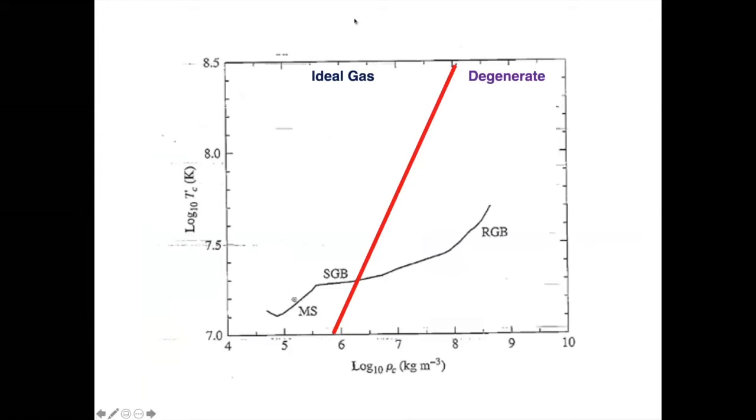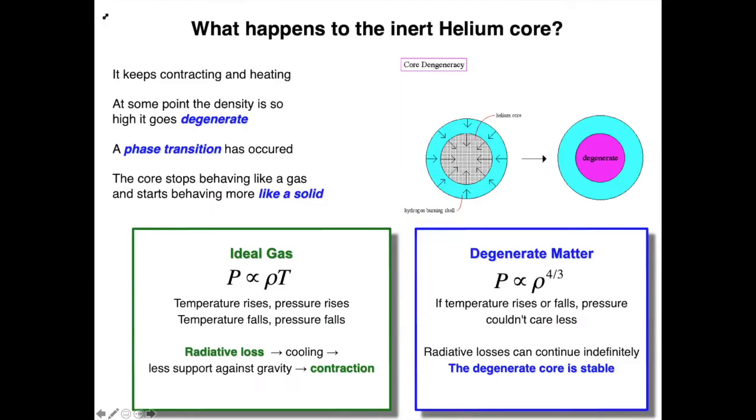So at some point, there is a transition when the degeneracy kicks in, in the evolution from the main sequence to the subgiant branch, as the star is passing from the subgiant branch to the red giant branch. You can define, based on the pressure equation of state, when this degenerate pressure becomes stronger than the thermal pressure. And that is this line here. This red line is the transition between ideal gas and degenerate. As you see, it happens somewhere in the transition to the red giant branch. That's the transition that happened in the core. The core was contracting and heating up, and at some point the density is so high that it goes degenerate.